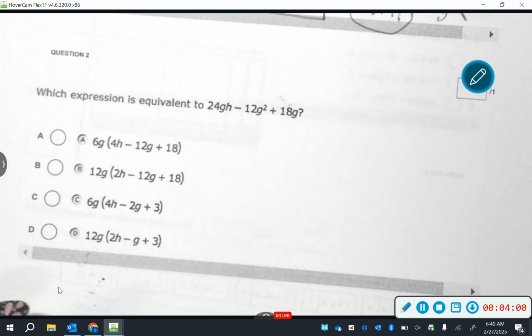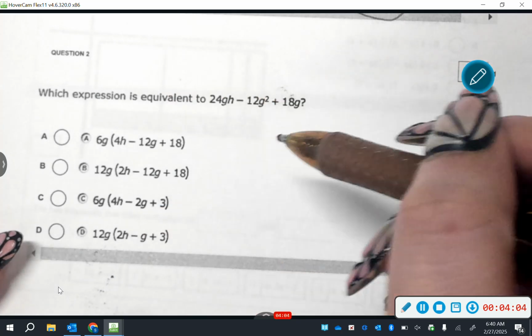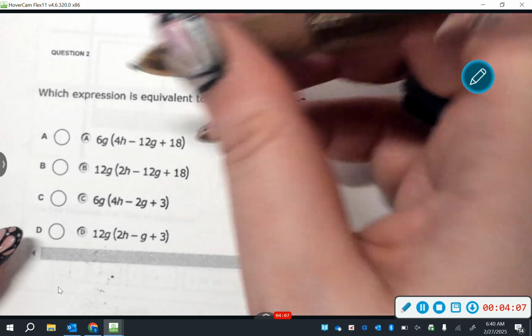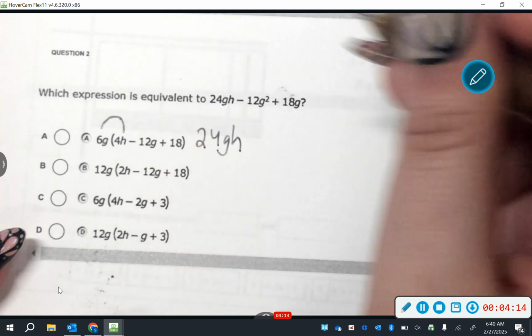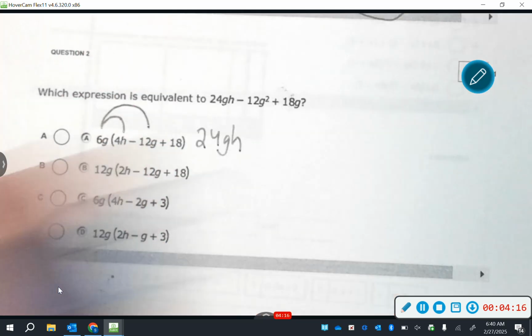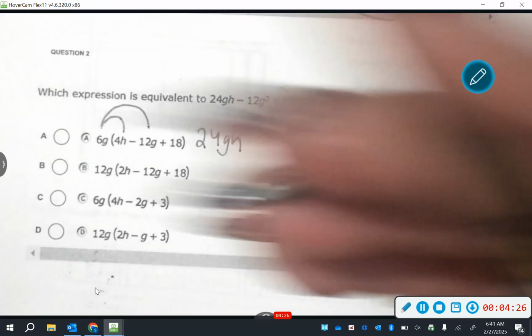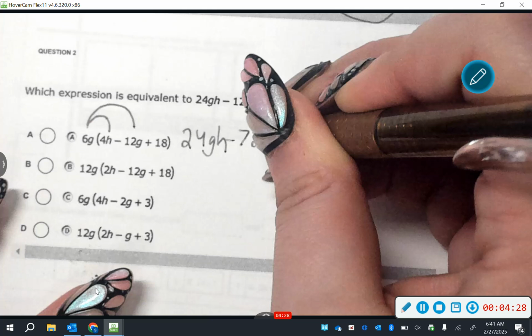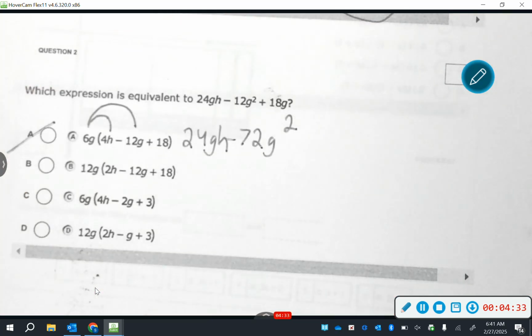Okay. So, here's what they gave us. Here's our answer choices. We're trying to figure out which one's equivalent. So all we're doing is distributing here. 6g times 4h. 6 times 4 is 24gh. 6 times negative 12, I don't know off the top of my head, y'all. My shoulder is tired. 6 times negative 12 is negative 72. Negative 72 g squared, right there we know it's not correct. We already don't match.